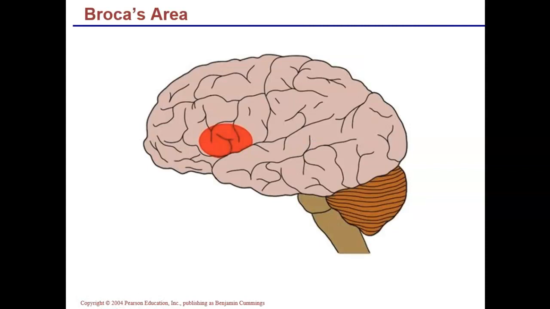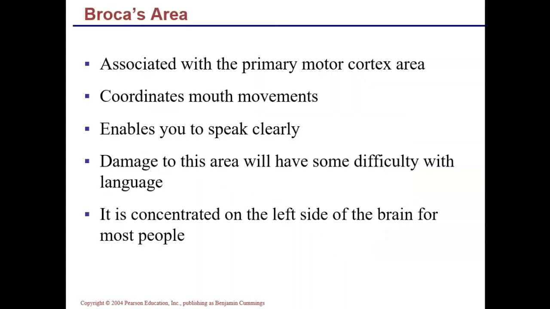Another area that's found on the frontal lobe is Broca's area. And I believe for most people, it's located on the left side. Yes, most people, or over 90% of people. So Broca's area is associated primarily with mouth movements. So it enables you to speak clearly.